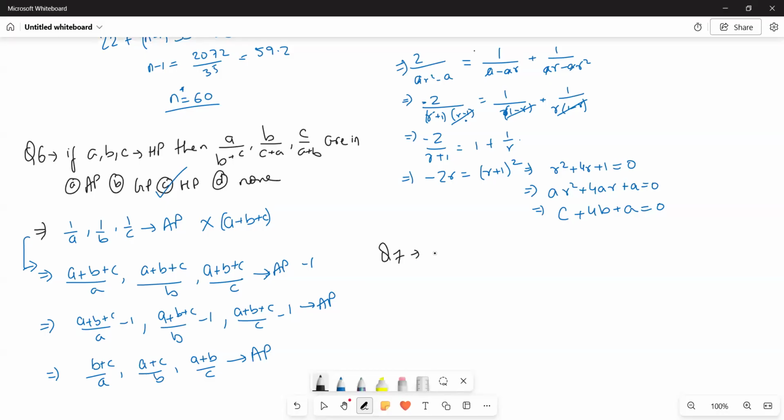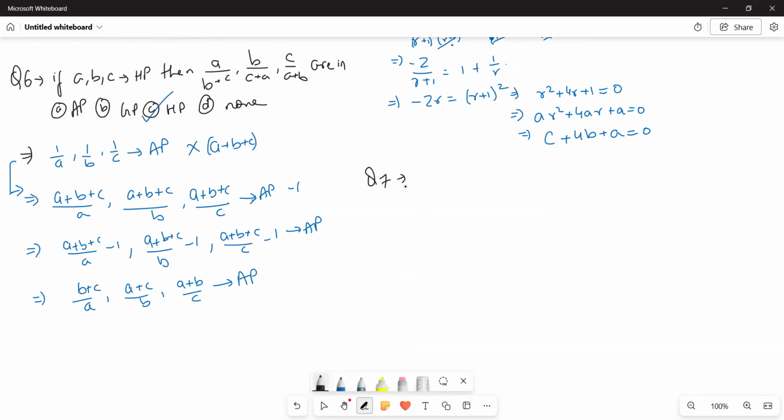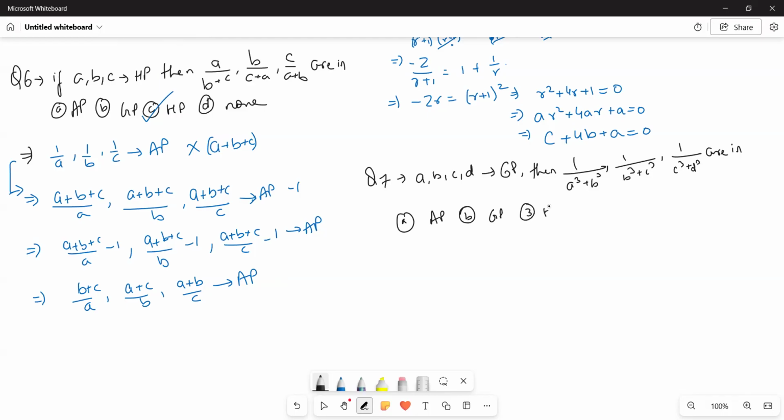Okay, next question, 7. If A, B, C, D are 4 numbers in GP, then 1 by A cube plus B cube, 1 by B cube plus C cube, 1 by C cube plus D cube are in AP, GP, HP, none.